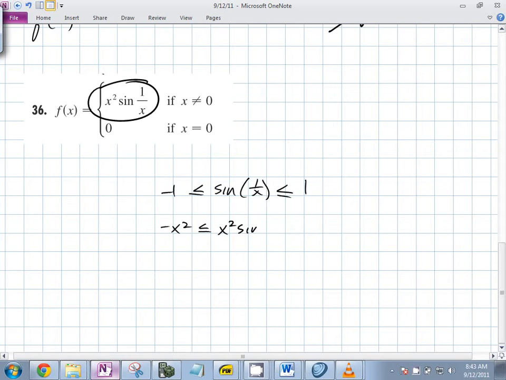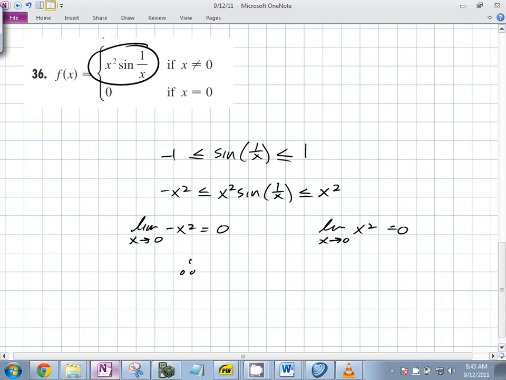sine of 1 over x, less than or equal to x squared. What's the limit as x goes to 0 of negative x squared? 0. And the limit as x goes to 0 of x squared? 0. So by the squeeze theorem, the limit as x goes to 0 of x squared sine of 1 over x is 0.